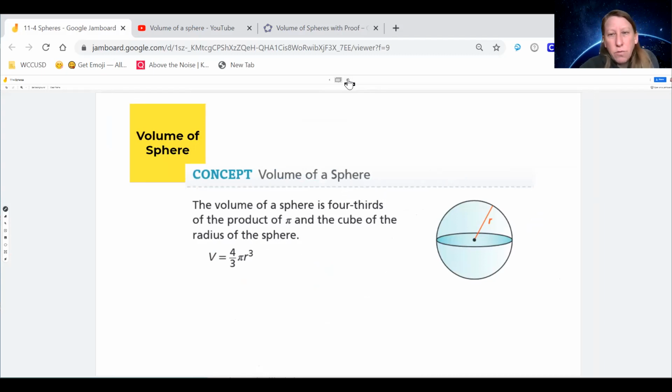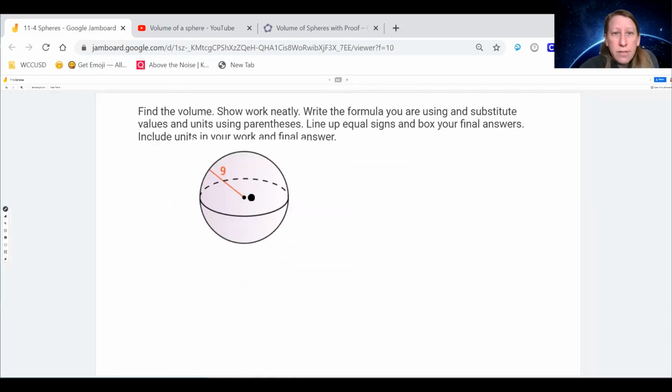And now let's just use the formula. It's really nice. There's only one number we have to deal with. We know the formula now. The volume of a sphere is 4/3 pi r cubed. I'm going to say this is centimeters just for the heck of it.